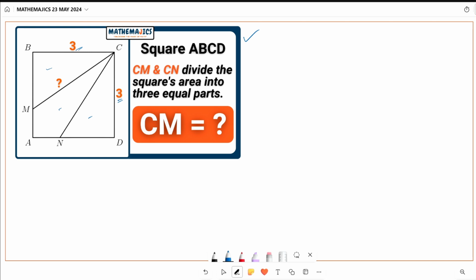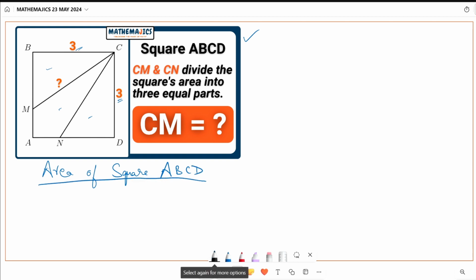First, let's talk about the area of square ABCD. This is quite easy. What is the area of square ABCD? That will be 3 times 3, which gives us 9 square units. But this is divided into 3 equal parts by the line segments CM and CN.